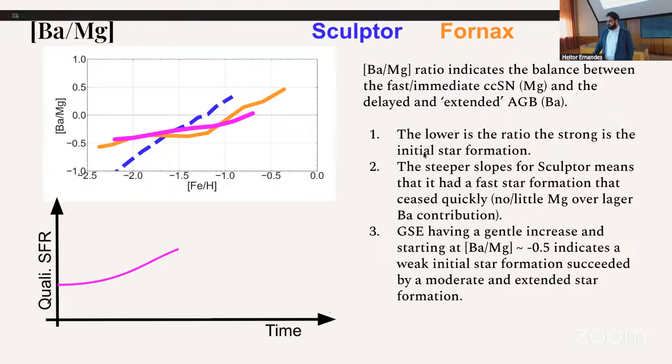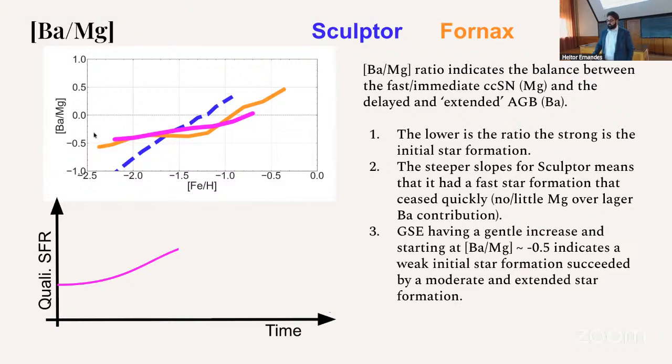While in Phonax and GSE, they have a similar behavior in the beginning, which suggests that the GSE has a similar star formation history in the beginning. So quite gentle and quite slow, and it slowly comes up. So we have a hint of a star formation that has a slow initial star formation rate.